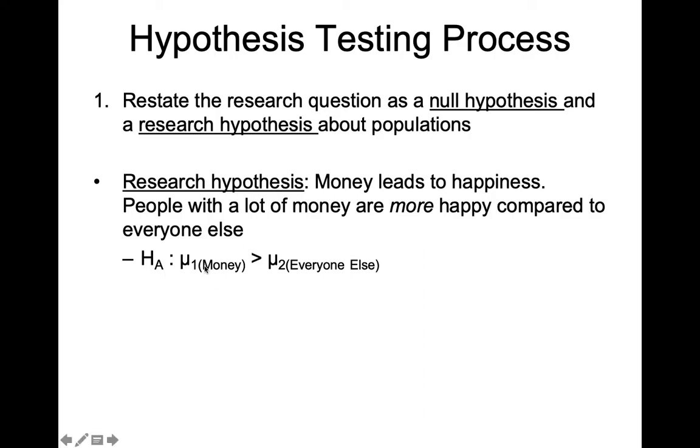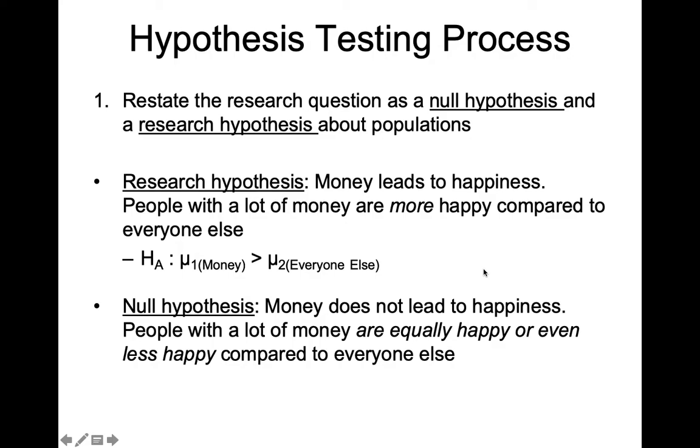What we're saying symbolically with our symbols here is that the population mean for people that have money is greater than the population mean for everyone else. So what we're saying is that on average, money leads to happiness. People with a lot of money are more happy. Recall that that's the direction of the inequality symbol here. Higher numbers, higher happiness score, more happy compared to everyone else. So we're saying on average they should report a greater amount of happiness than everyone else.